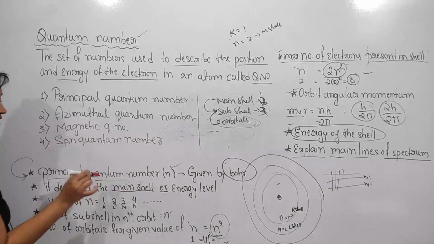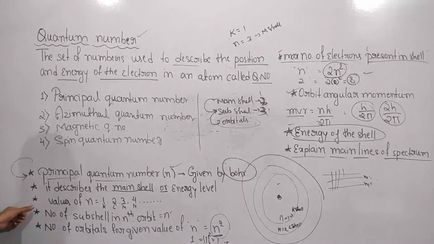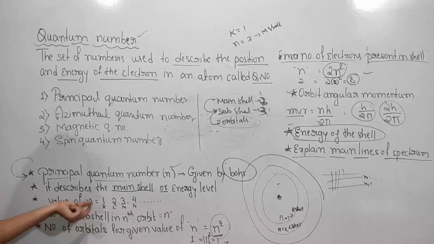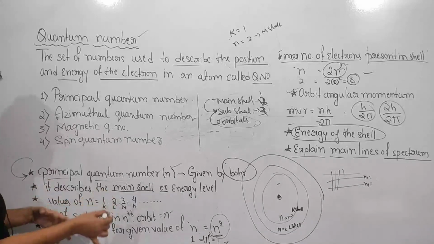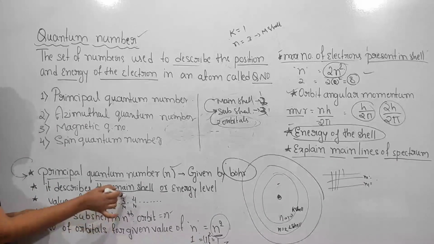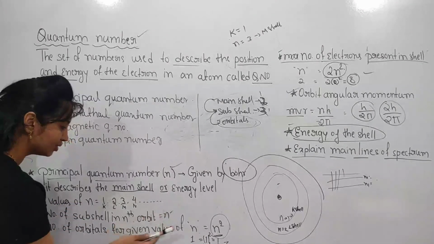It describes the main shell or energy level of the electron. And next one, the values of n are 1, 2, 3, 4, and those shells are represented by the names K shell, L shell, M shell and N shell. And next one, the number of subshells in the nth orbit is equal to n only.